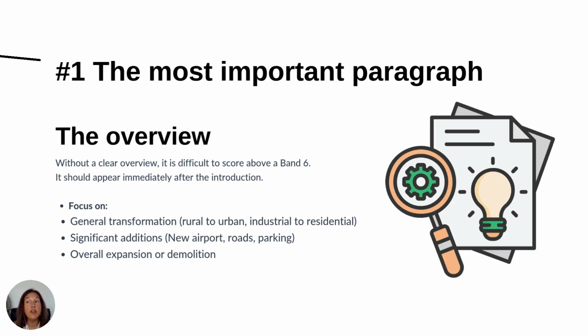If you remember nothing else from today, remember this. The overview is the most important paragraph. Without a clear overview, it is nearly impossible to score above a band 6. So you should write this immediately after your intro. Focus on the big picture. Is the area transforming from rural to urban? Is it expanding or being demolished? Don't give specifics yet, just describe the general trend.